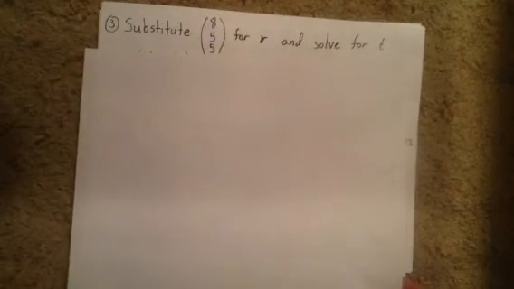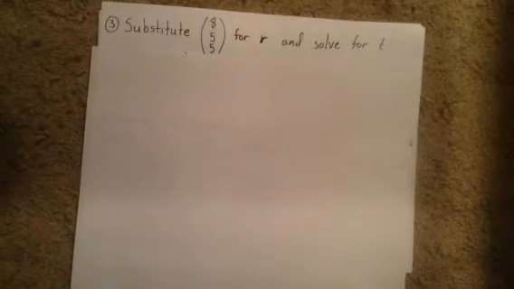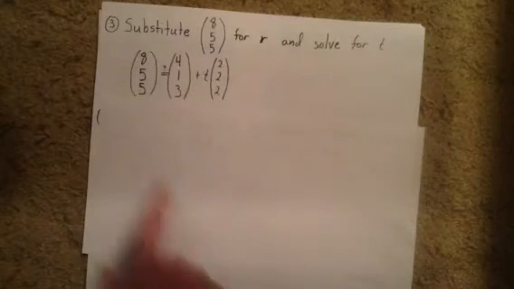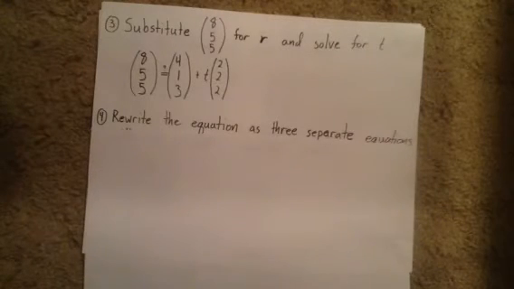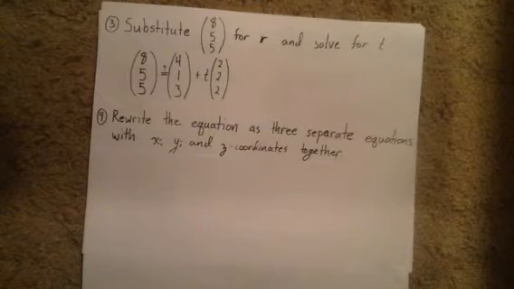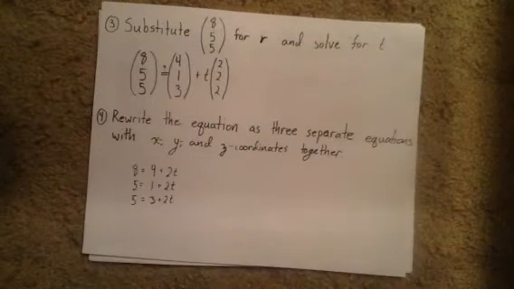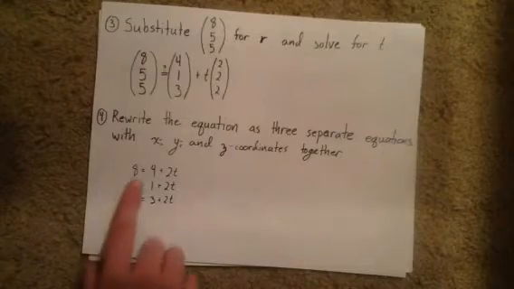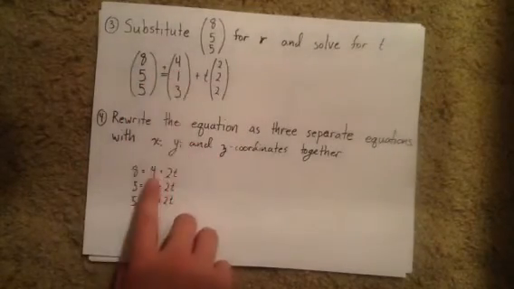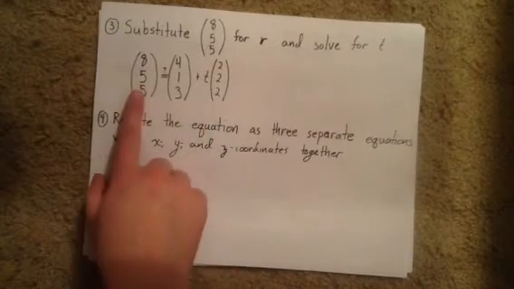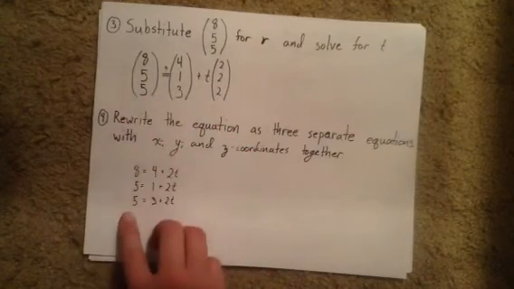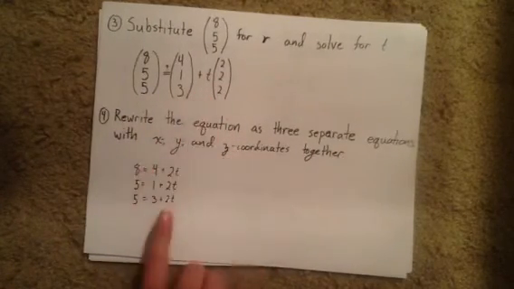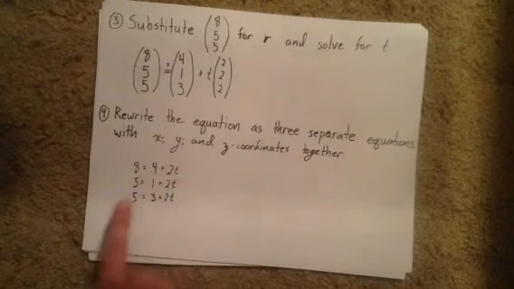Okay. Our first step, substitute the vector in component form 8, 5, 5 for r and solve for t. When you substitute it in, this is what you get. The next step, rewrite the equation as 3 separate equations with the x, y, and z coordinates together. And those are the 3 equations that you get. 8 equals 4 plus 2t. 5 equals 1 plus 2t. 5 equals 3 plus 2t. x, y, z.